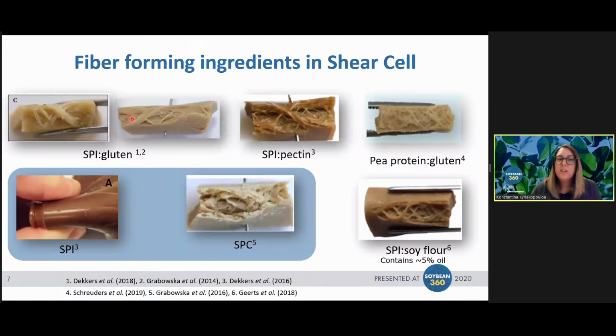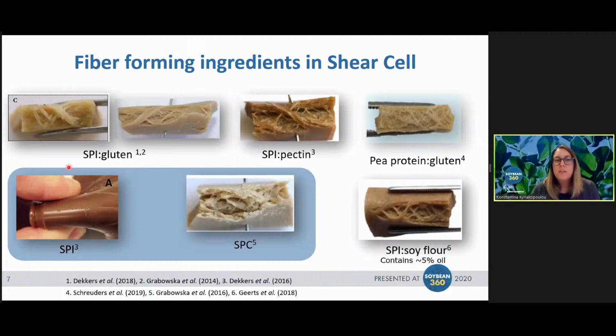You can have two types of proteins mixed together. You can also have a protein and a carbohydrate mixed together, as seen here, which is soy protein isolate with pectin. We've also tested other types of protein. So we see also pea protein isolate mixed with gluten that can also form fibers. Of course, they can be slightly different. In later research, we have also seen soy protein isolate mixed with flour containing oil also forming a fiber.